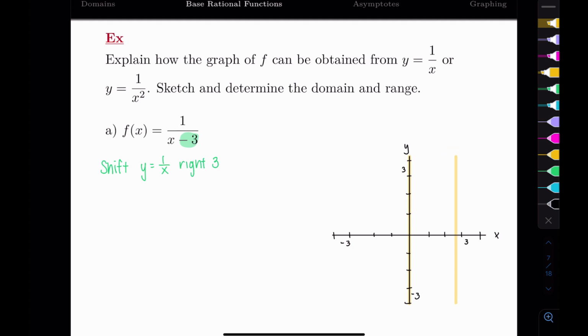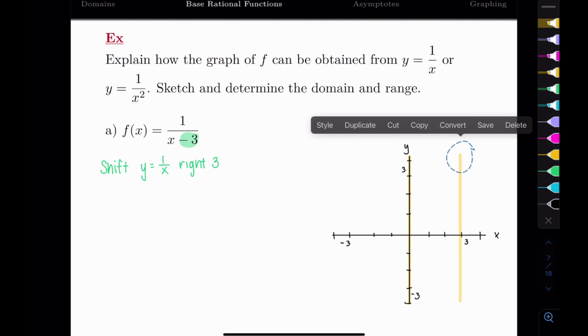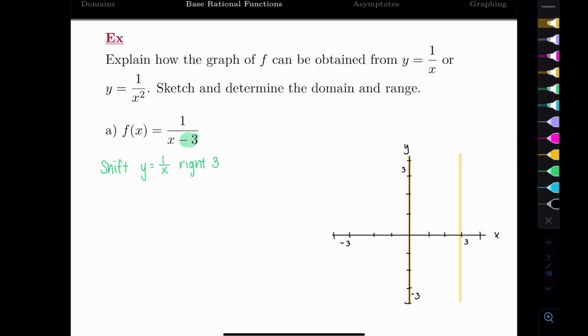Let's see if I can get this to actually go through 3. There we go. So we're now going to hug this vertical line instead. When I move the horizontal line that we hug, it's not going to do anything at all. And then the overall shape is honestly still the same. You could pick some points to plot it, but we end up hugging these different lines. Okay, so this would be our graph of y equals 1 over x minus 3.